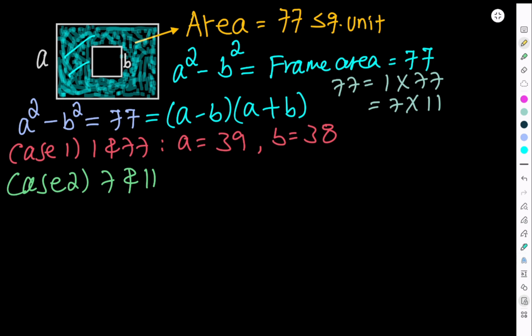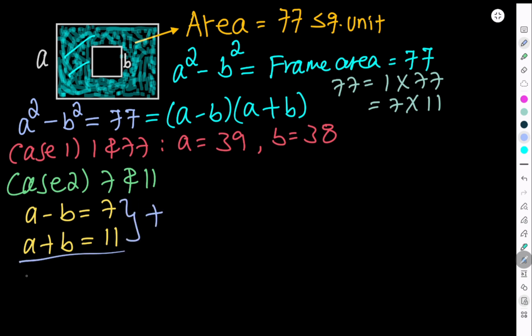Second case is when the factors of 77 are 7 and 11. Then in this case, a minus b is the smaller factor, 7. A plus b is the larger factor, 11. And let us add these two together. Then we have a plus a is twice of a, and minus b plus b, they cancel out each other. 7 plus 11 is 18, right? And then dividing both sides by 2, the value of a becomes what? 18 divided by 2, that is 9.